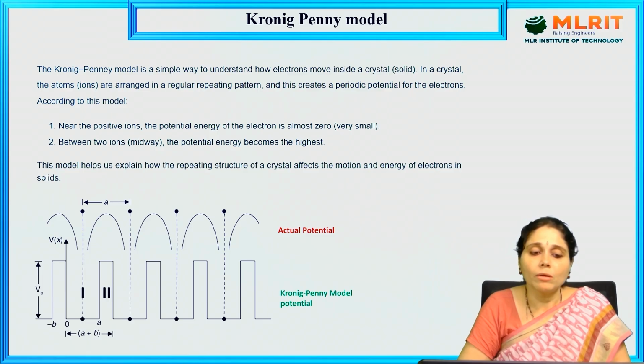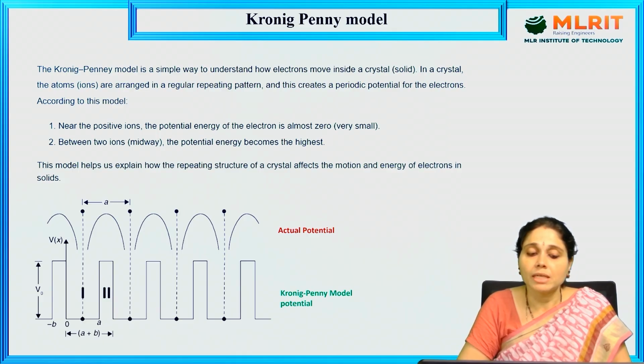The Kronig-Penney model is a simple way to understand how electrons move inside a crystal. In a crystal, the atoms are arranged in a regular repeating pattern and create a periodic potential for the movement of electrons. According to this model, near the positive ions, the potential energy of the electron is almost zero. Between two ions, midway, the potential energy becomes highest.